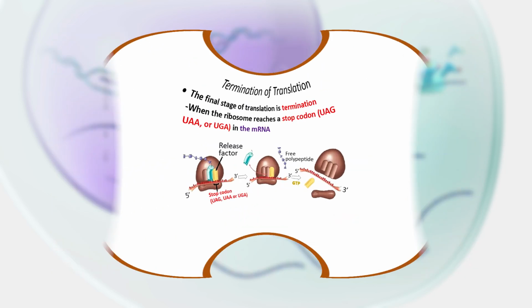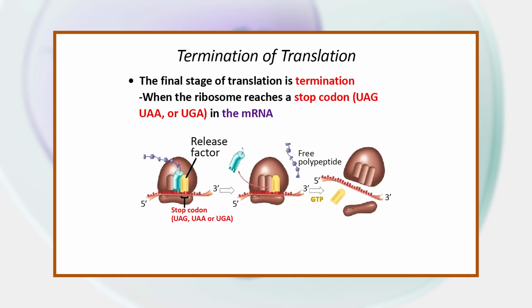Then the third step, that is the termination. When a stop codon is reached on the mRNA, the ribosome releases the polypeptide chain.